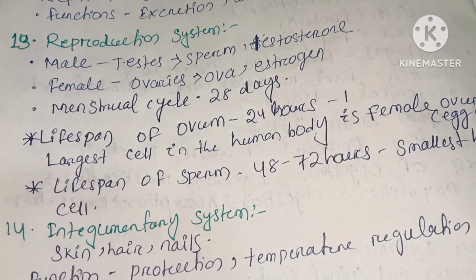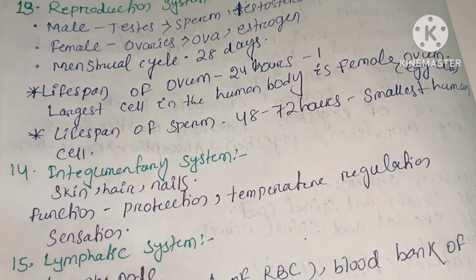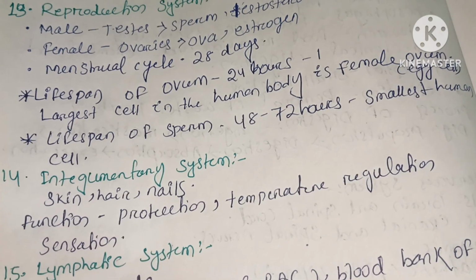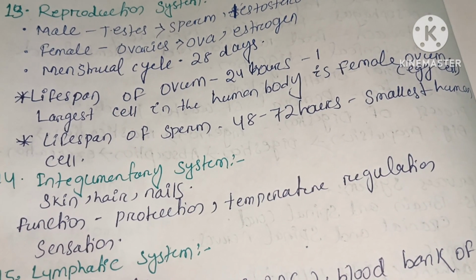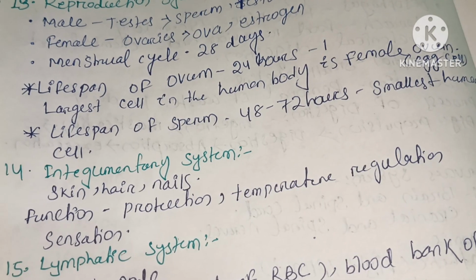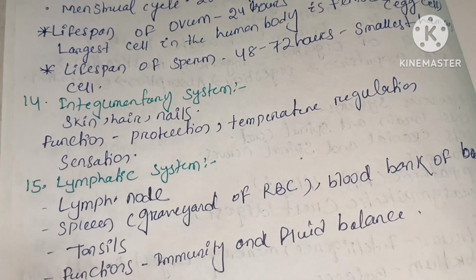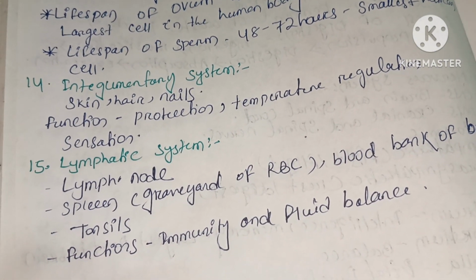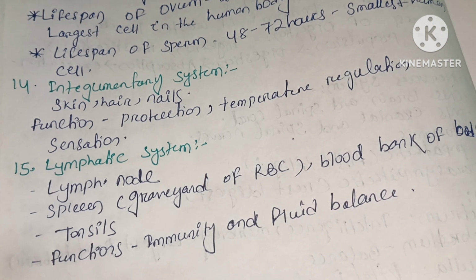Reproduction, male and female. In male, reproduction takes place in the spermatogenesis process. Sperm is the smallest cell, and ovum is the largest cell. Lifespan is 24 hours in ovum and 40 to 70 hours in sperm.